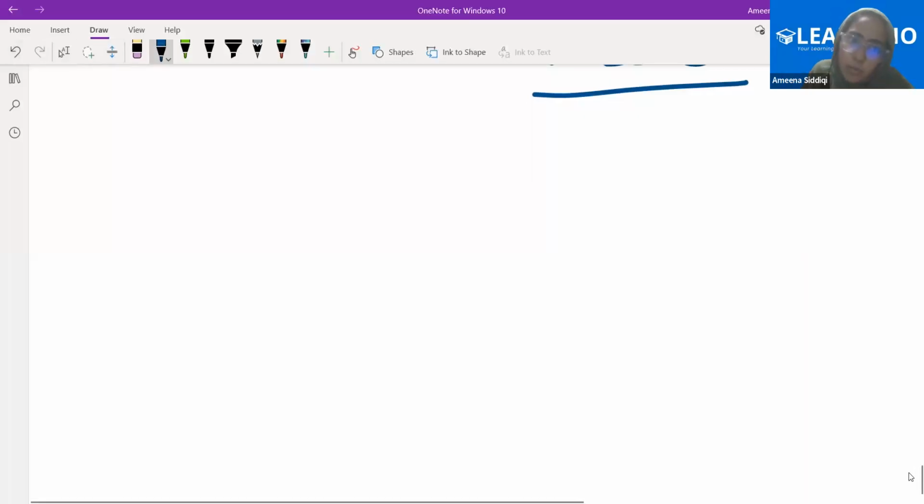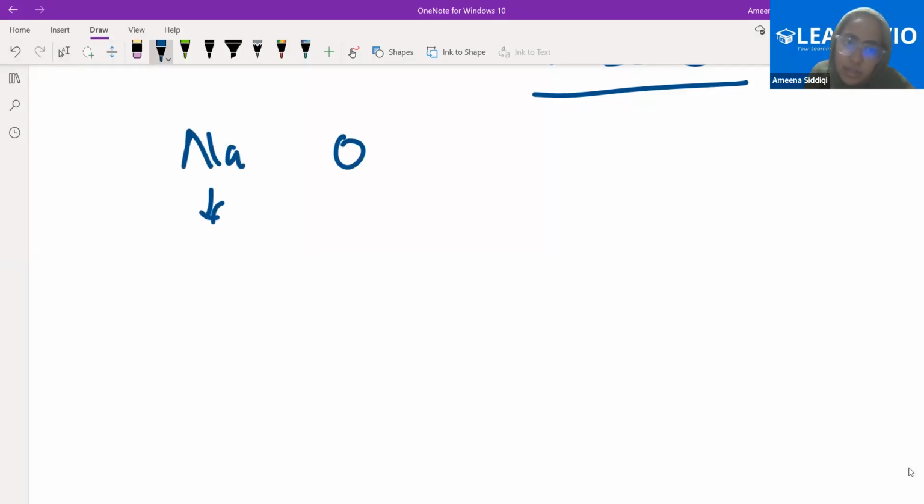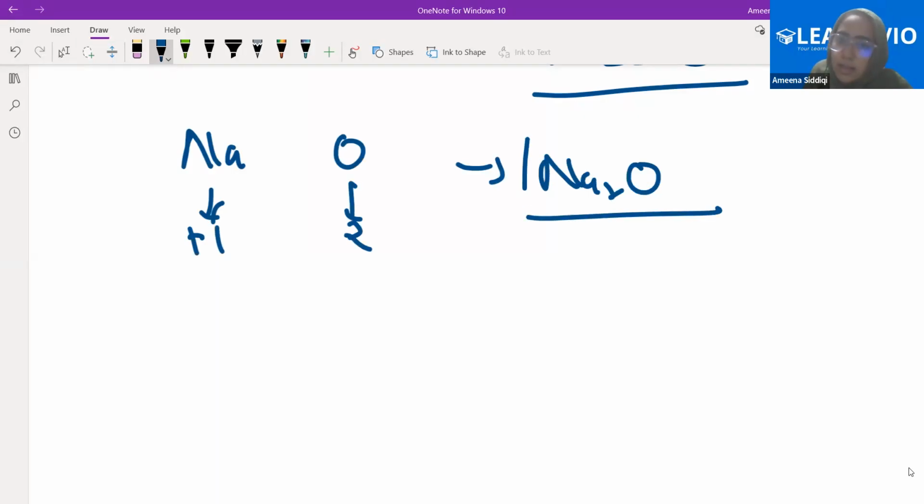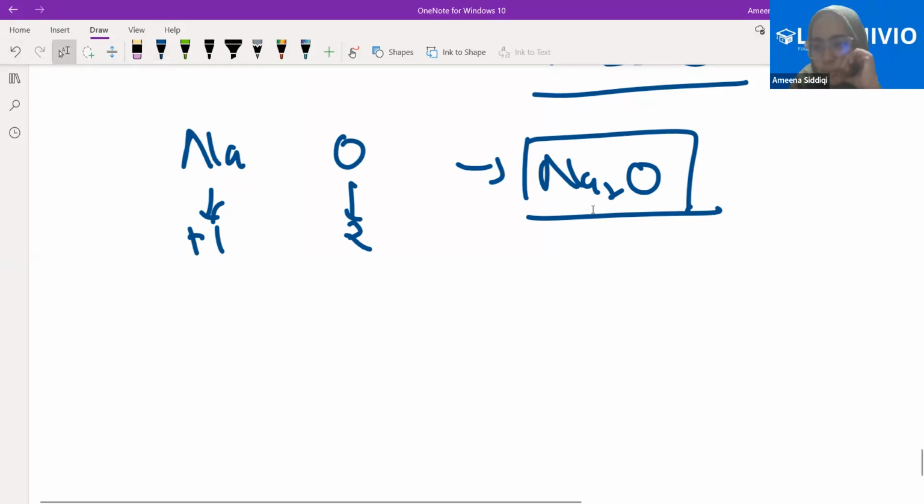Now, I will move back to my earlier question where we were calculating the formula for sodium oxide. We got +1 here, 2 here, we got Na2O, right? What is this? A sodium compound. Compound, very good. How many atoms are there in this one molecule? For Na, it's 2, and oxygen, it's 1. In total, we have 3 atoms, right?